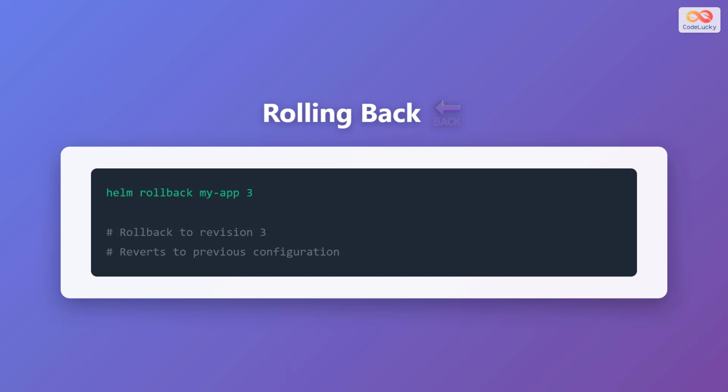If something goes wrong after an upgrade, you can easily roll back to a previous revision using the helm rollback command. For example, helm rollback my-app 3 rolls back the my-app release to revision number 3. This reverts your application to its previous configuration and helps you quickly recover from failed upgrades. Rolling back is a critical feature for maintaining application stability in production environments.